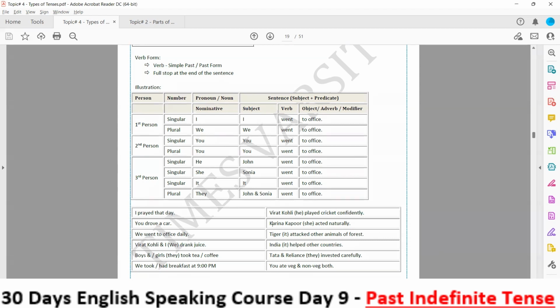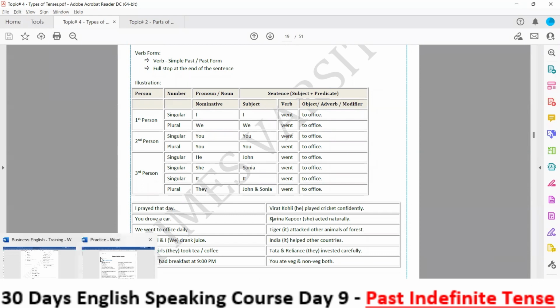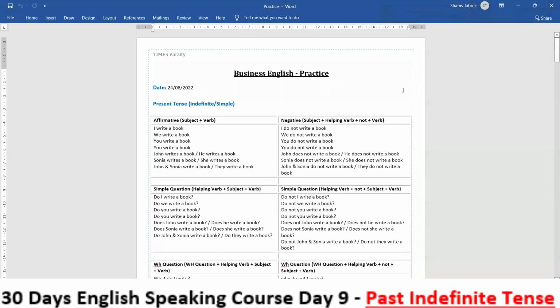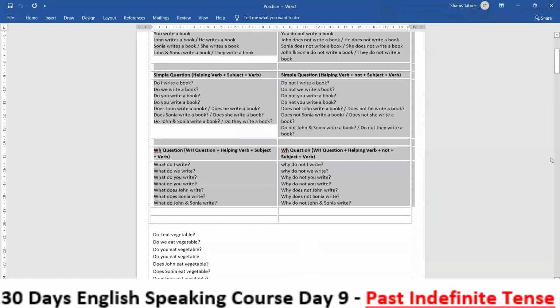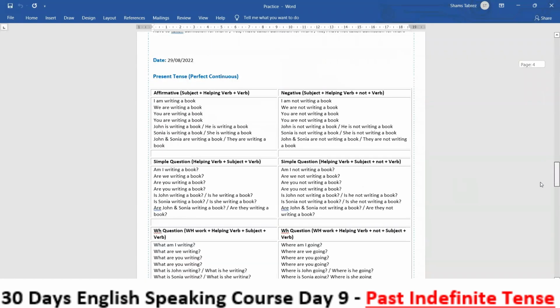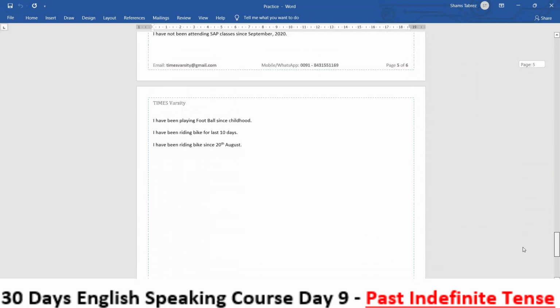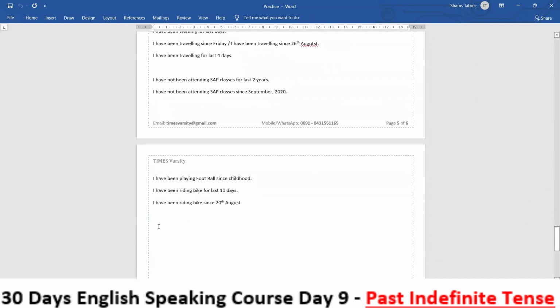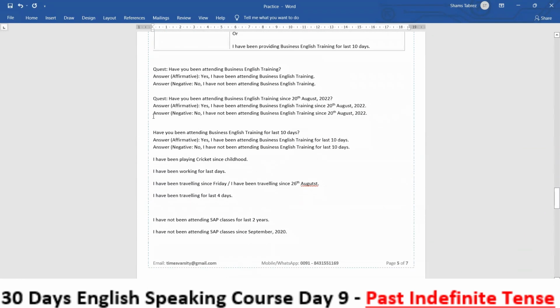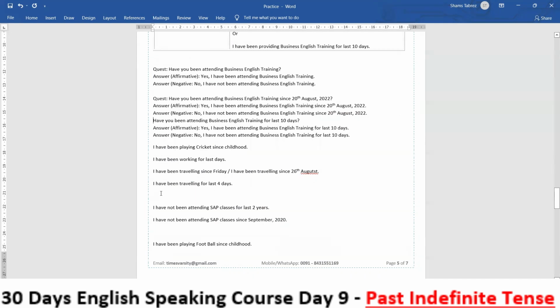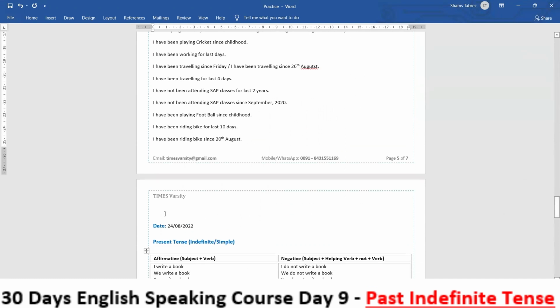Okay, that's good. Now let's make some sentences here as a practice. So here what we are doing is past tense indefinite we are making. So let's copy this one. Start here. Paste here. Let me format this so that it will be on the same page. Okay, almost done.